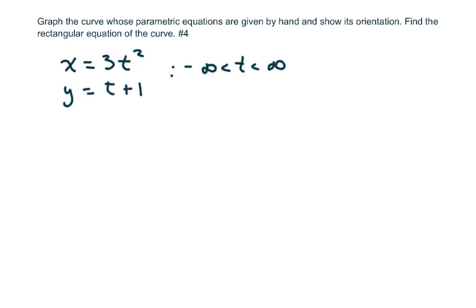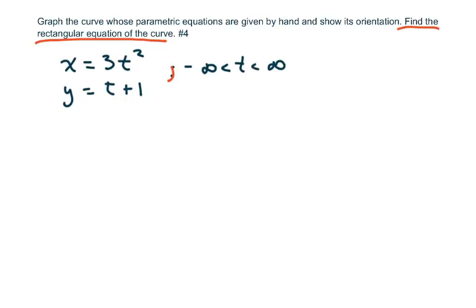Hi everyone, we're going to graph the curve whose parametric equations are given by hand, and then we're going to show its orientation. The first thing we're going to do is find the rectangular equation of the curve. It's a lot easier to graph that way. The ones we did before, we kind of just plotted points, but it's going to get to the point where you just want to be able to graph based on the rectangular equation of the curve.